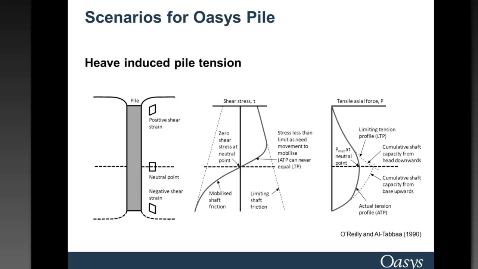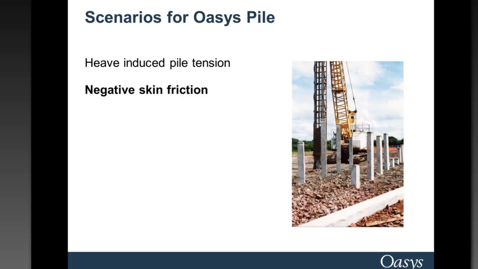such as this. So, for example, if you have a pile in heaving ground at the base of a basement excavation, you might have positive shear strain above the neutral point and negative shear strain below the neutral point, which result in mobilized shear stress along the pile shaft in different directions, and you'll be able to calculate the maximum tensile force in the pile from that analysis. The opposite would also be true if you considered negative skin friction on your piles.